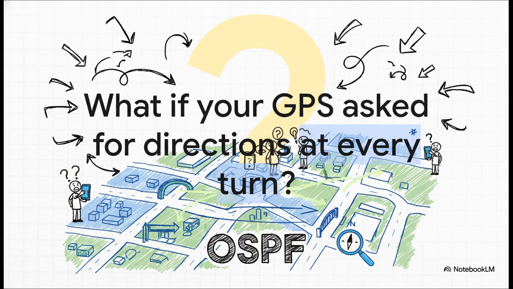I mean, seriously, just picture that for a second. You'd never get anywhere, right? Well, that's kind of how simpler routing protocols work. They only know about their immediate neighbors. OSPF, though, it's on a whole other level. It doesn't ask for directions. It builds a complete, detailed map of the entire road system before you even think about starting your trip.